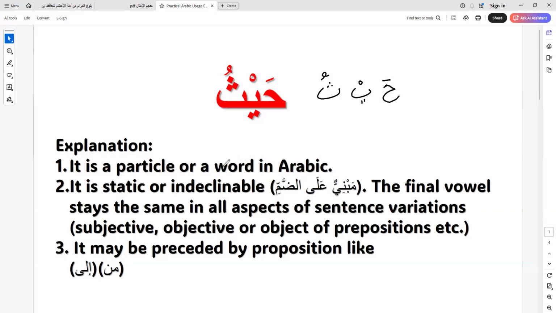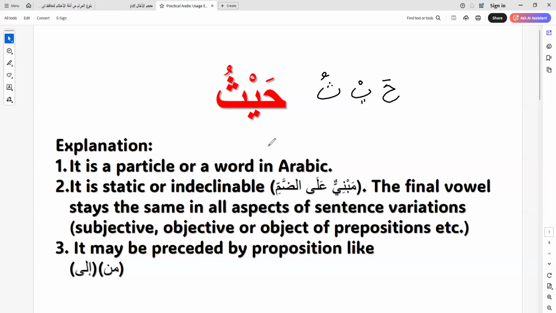What is it? Let's explain. It is a particle or a word in Arabic. It is static or indeclinable. When something is static or indeclinable in Arabic, we call it mabniyun. Mabniyun ala dhammi. We can have mabniyun ala al-fatha and we can have mabniyun ala al-kasr, but those are rare.